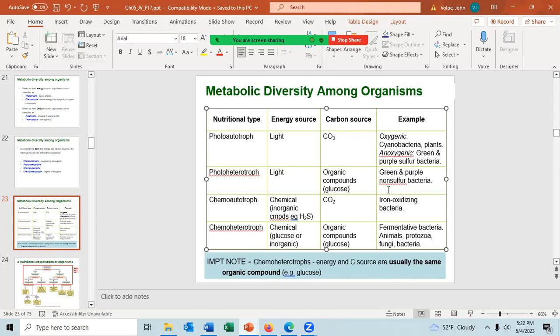And who has ever heard of the green and purple non-sulfur bacteria? Anyone? Well, nobody's saying anything. My bet is no one's ever heard of the green and purple non-sulfur bacteria, but those are two types of bacteria which are photoheterotrophs. So in the chemoheterotrophs, oftentimes the energy source and the carbon source is the same molecule, such as glucose. And for us, we get both our energy source and our carbon source from molecules like glucose. But it doesn't have to be that way. Any question about any of that?